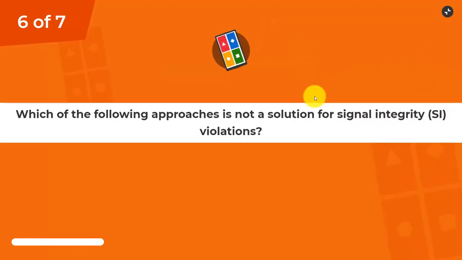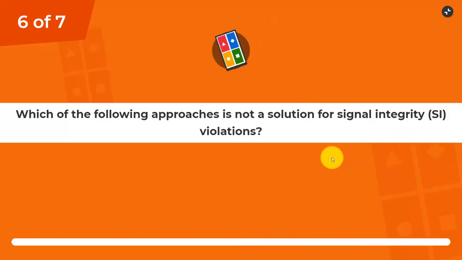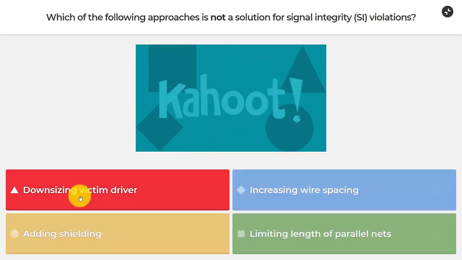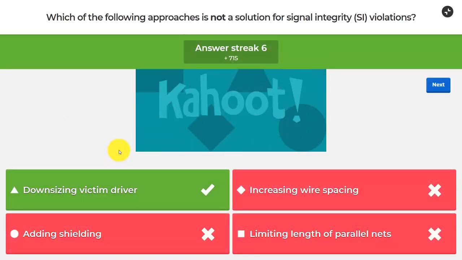Question number 6. Which of the following approaches is not a solution for signal integrity SI violations? Downsizing the victim driver, increasing wire spacing, adding shielding, or limiting length of parallel nets. Well, these actually all look to me like solutions for signal integrity violations. Actually, it's not downsizing the victim driver. We want to upsize the victim driver, so it must be this one.